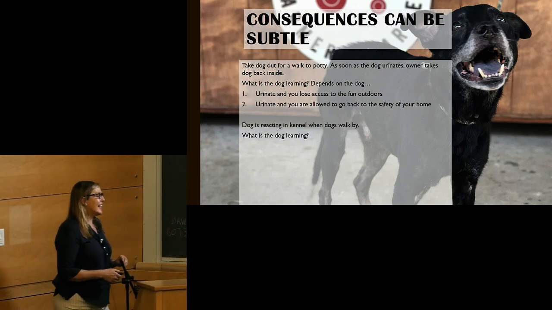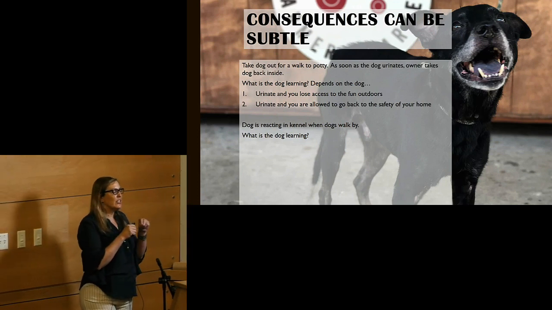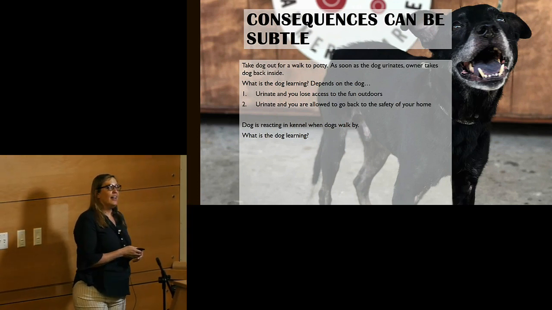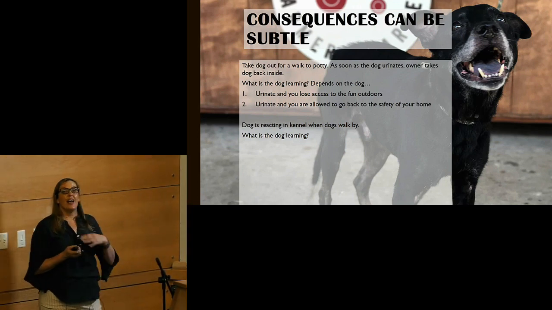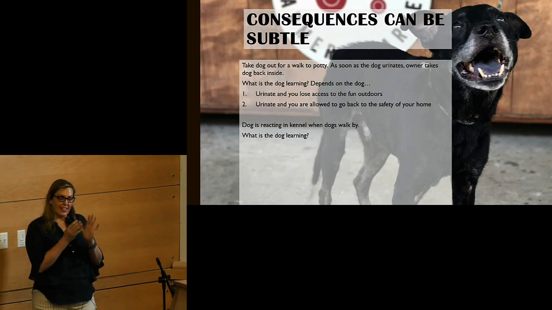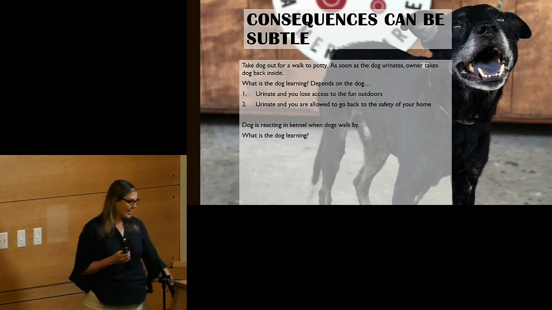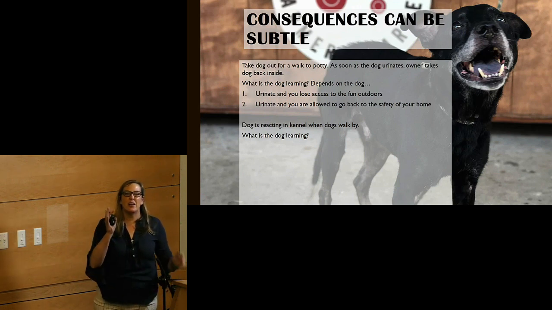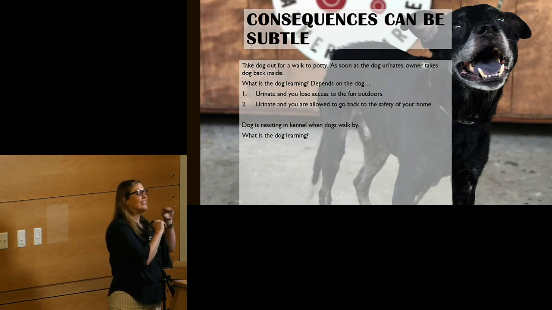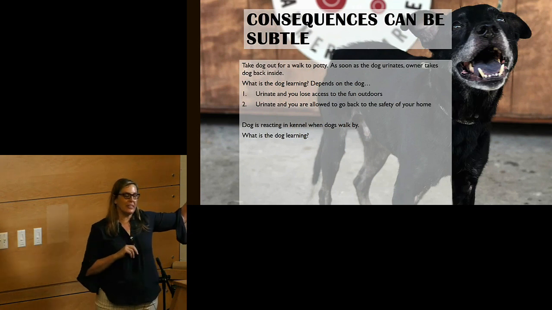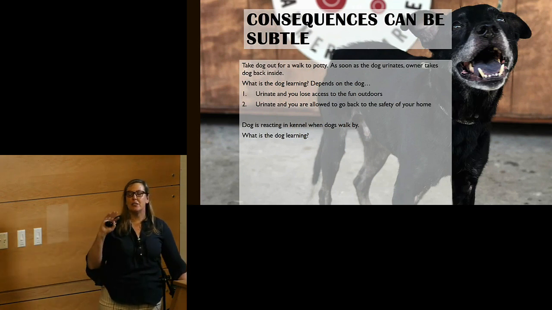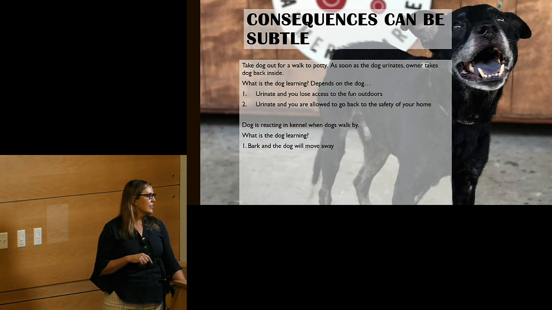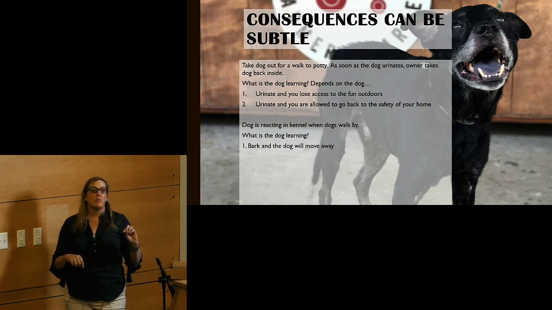Dogs reacting in a kennel, so the dog's barking and lunging when another dog walks by. I'm going to assume that having other dogs walk by in a closed space where they can't escape is likely an aversive event. So what is the dog learning? I'm barking and yelling at that dog how horrible he is, and he's on his way somewhere else, right? He's being taken elsewhere, and he disappears, he moves away. What does this dog learn? That if I bark, that dog moves away.